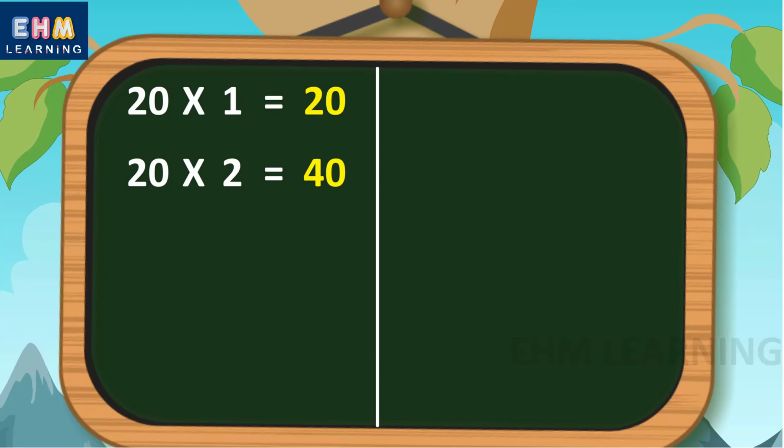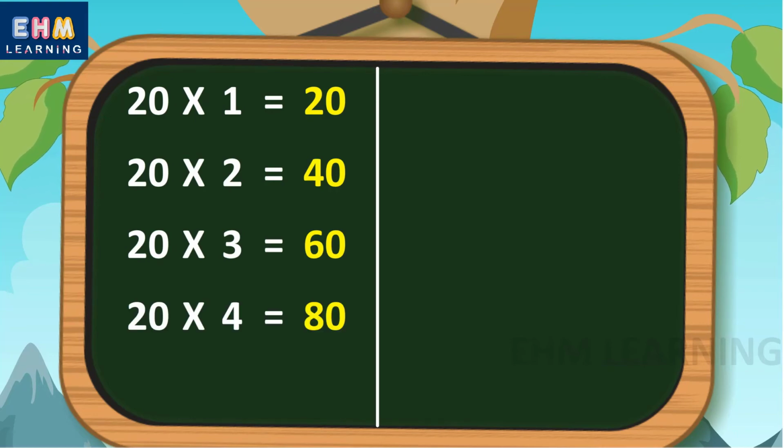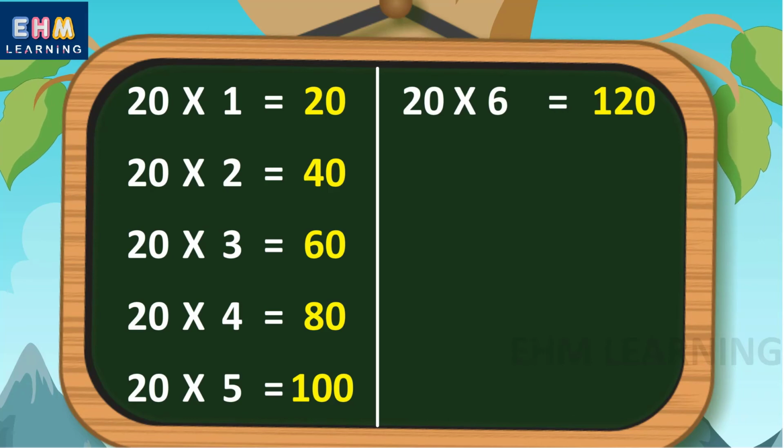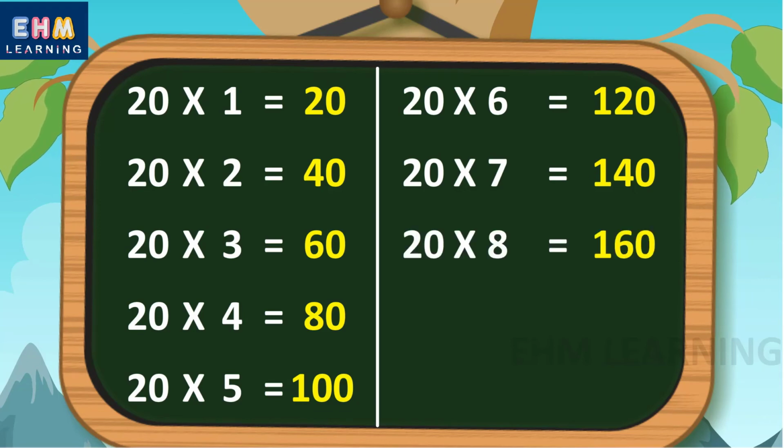20 ones are 20. 20 twos are 40. 20 threes are 60. 20 fours are 80. 20 fives are 100. 20 sixes are 120. 20 sevens are 140. 20 eights are 160. 20 nines are 180.